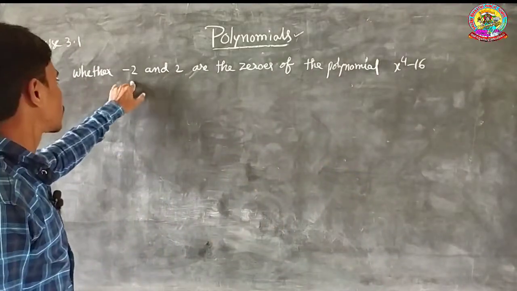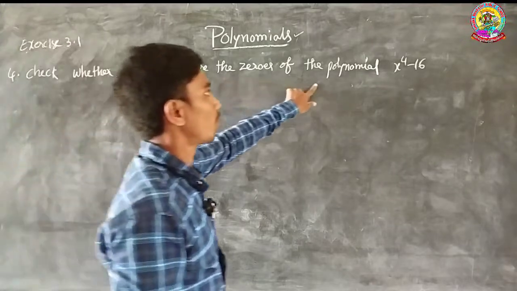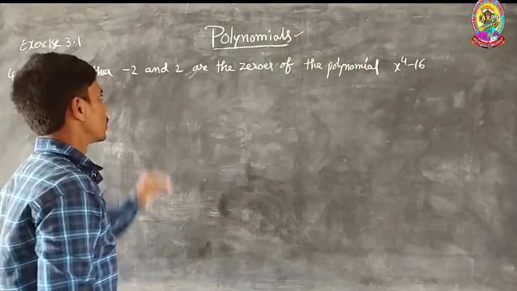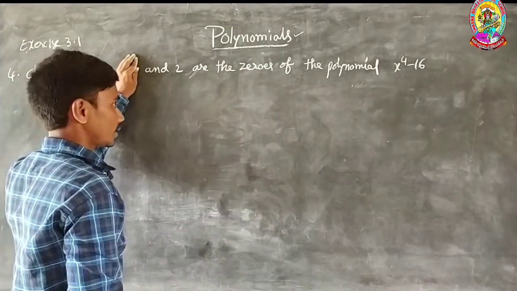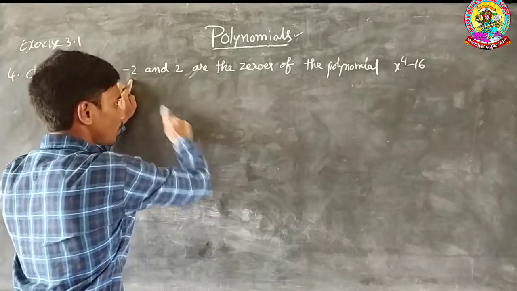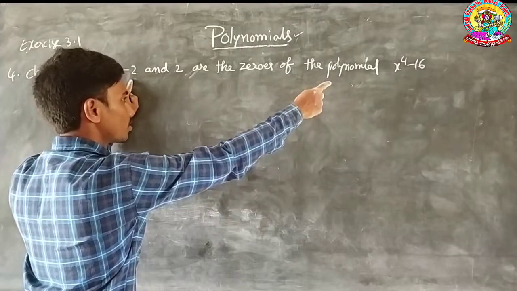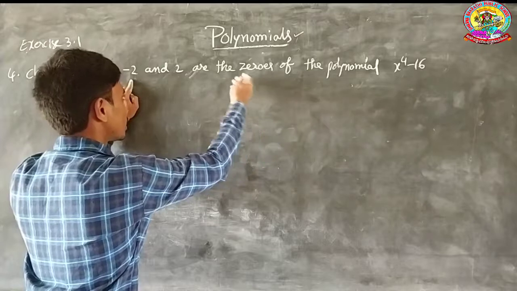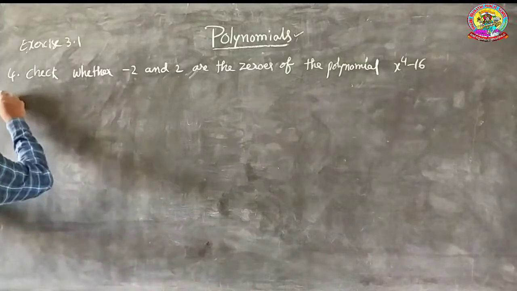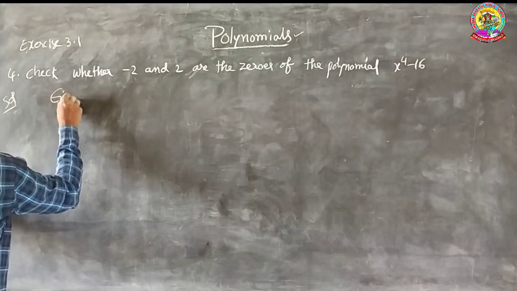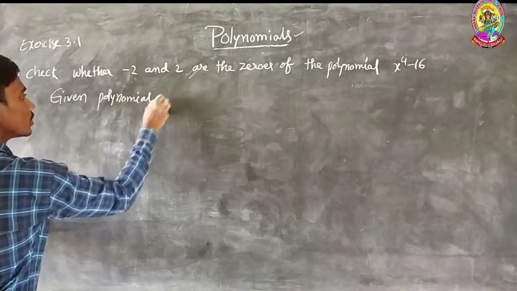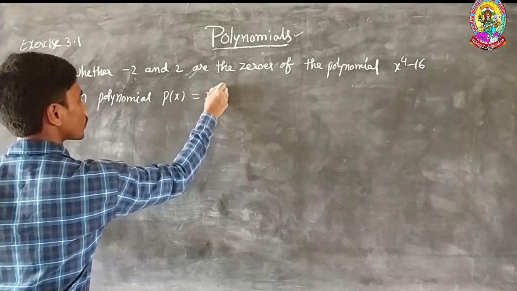Check whether -2 and 2 are the zeros of the polynomial x power 4 minus 16. What is the condition? If -2 must be a zero of the polynomial x power 4 minus 16, if you introduce -2 in the place of x, that value must be 0, then we can say that it is the zero of the polynomial. Otherwise it is not a zero of the polynomial. Solution: given polynomial is p of x is equal to x power 4 minus 16.